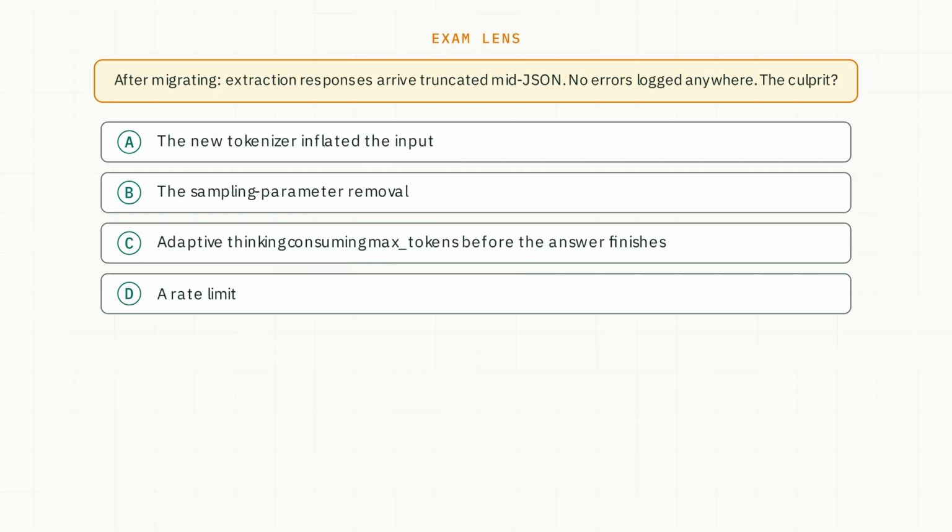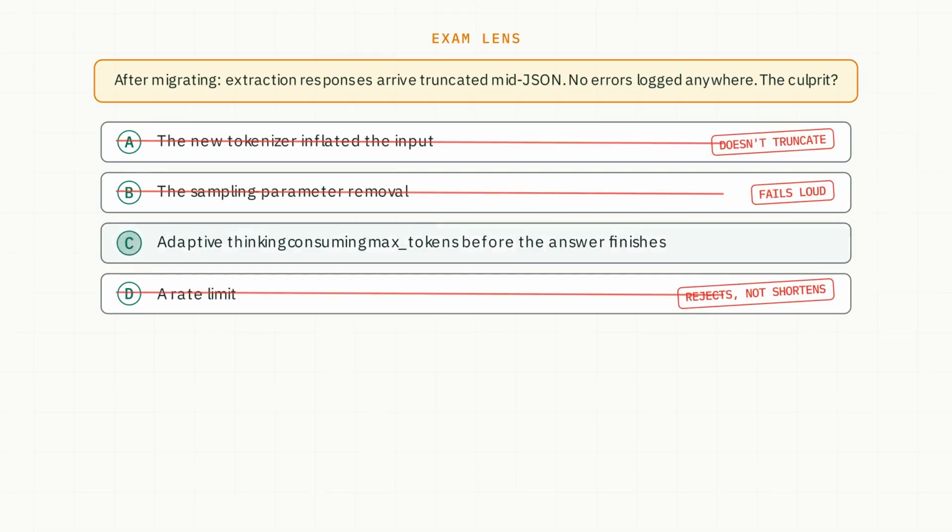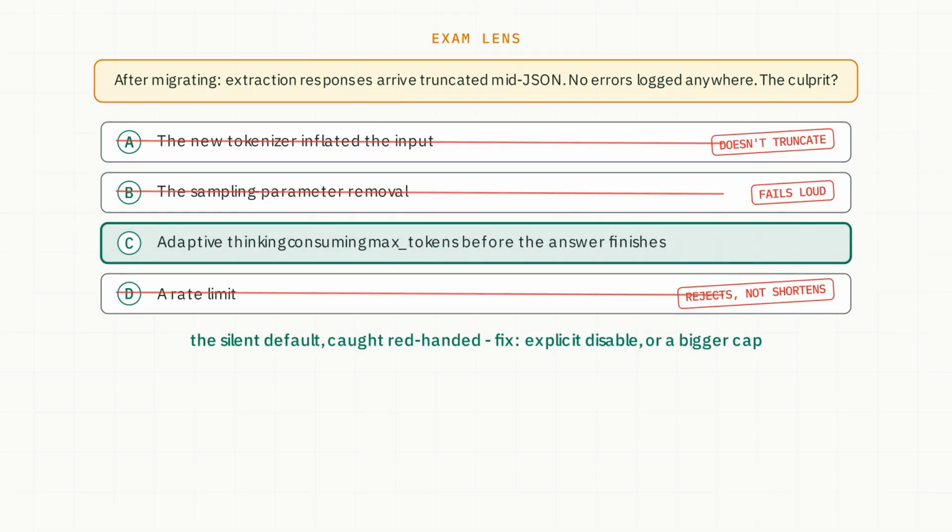The tokenizer inflates counts but doesn't truncate output. Sampling removal fails loud with 400s, and we said no errors. Rate limits reject requests, they don't shorten them. Adaptive thinking on by default, eating a max tokens cap sized for text only. That's your culprit, and the fix is the explicit disable or a bigger cap. One diagnosis question, three distractor species, and the silent default caught red-handed.